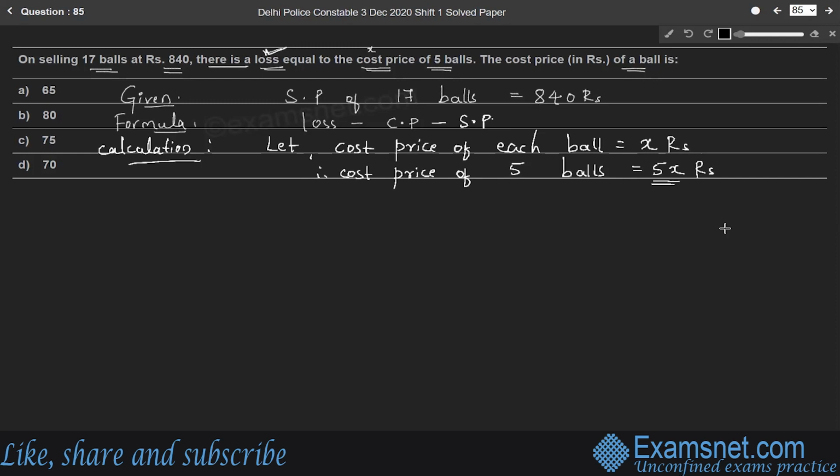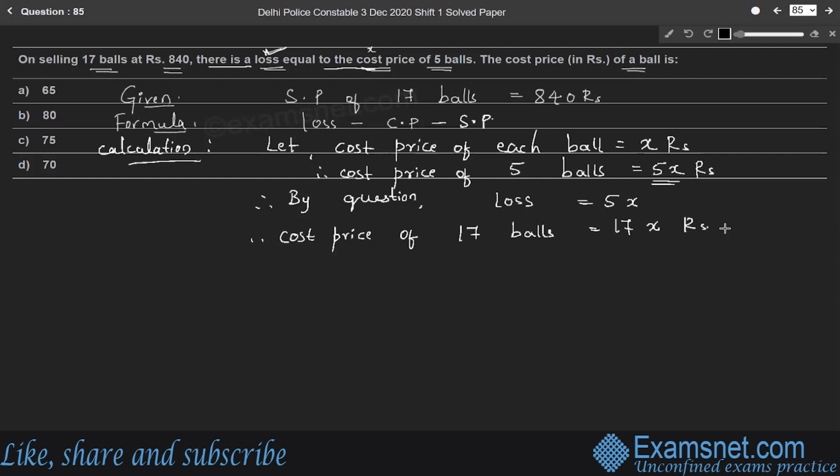According to the question, there is a loss equal to cost price of 5 balls. Therefore, by question, loss is equal to 5x. Right? So come back to the question. On selling 17 balls at 840, there is a loss equal to cost price of 5 balls. Right? Therefore, cost price of 17 balls is equal to 17x rupees.